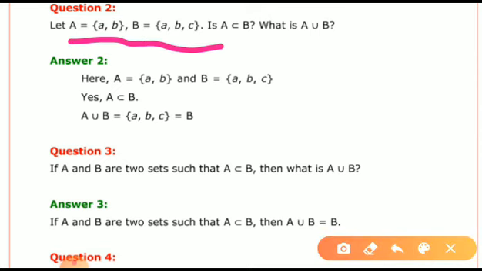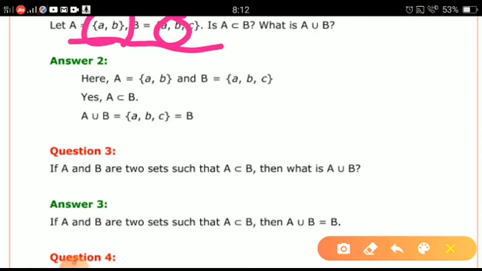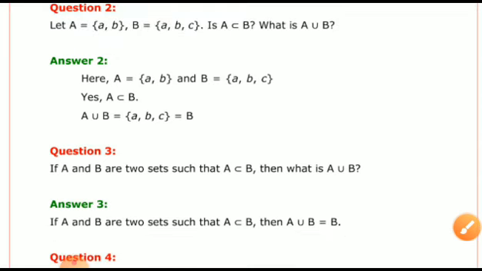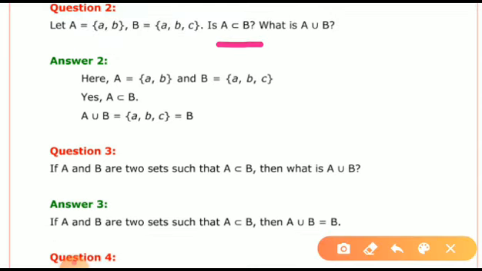Now next. If A is equal to {A, B} and B contains A, B, C, is A a subset of B? Yes. Subset means every element of A should be contained in B. Check. Yes, because A, B are contained in B. So your A will be a subset of B. Now, what will be my A union B? A union B means all elements of A as well as of B. So will I get the set B itself?